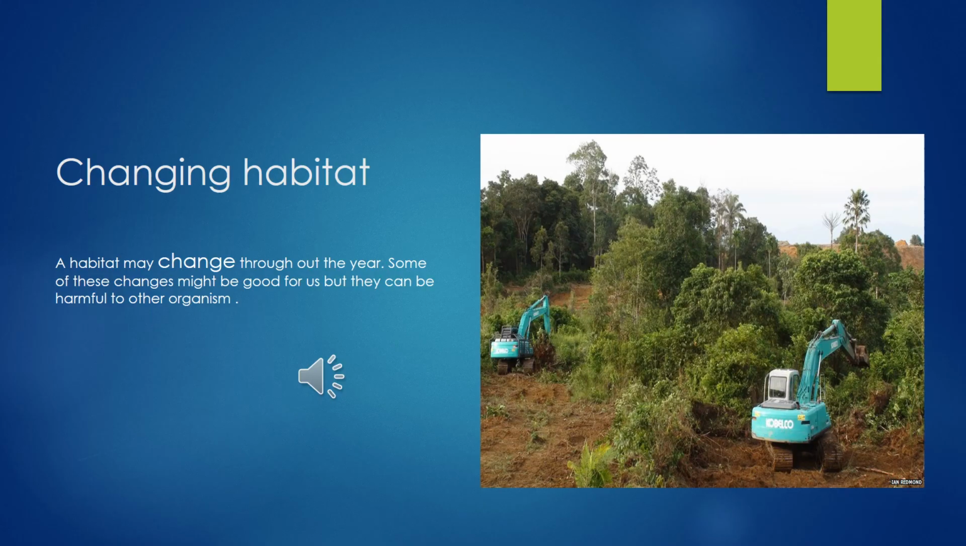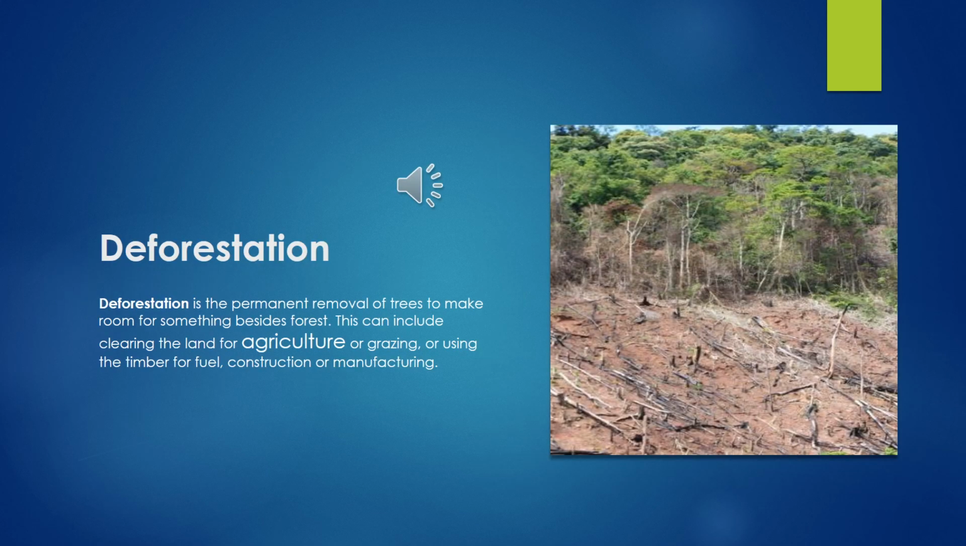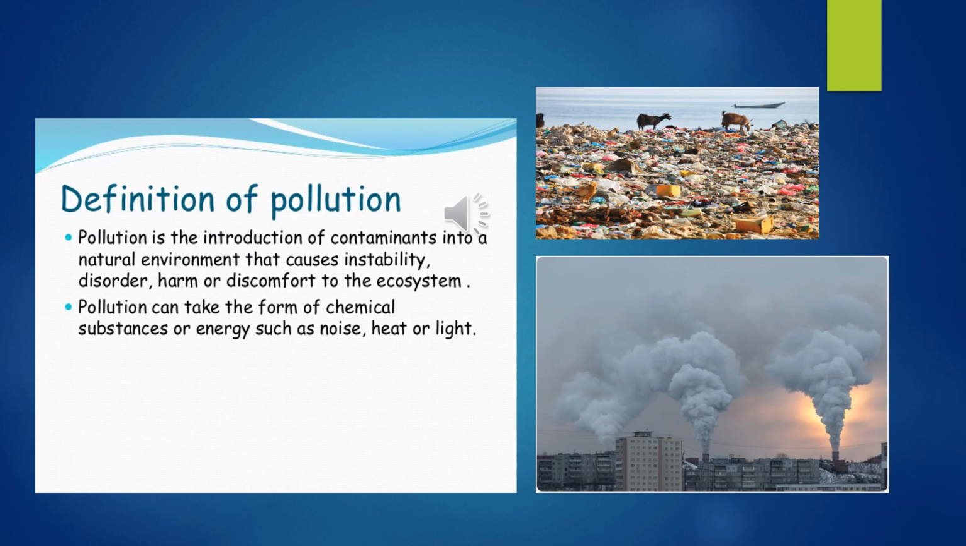Changing habitats. A habitat may change throughout a year. Some of these changes might be good for us, but others can be harmful to other organisms. Deforestation is the permanent removal of trees to make room for something besides forests. This can include clearing the land for agriculture or grazing, or using the timber for fuel, construction or manufacturing. Now, another reason is pollution. Pollution is the release of pollutants like smoke, harmful gases, toxic matter and waste into the surroundings. It can make organisms sick or even kill them.